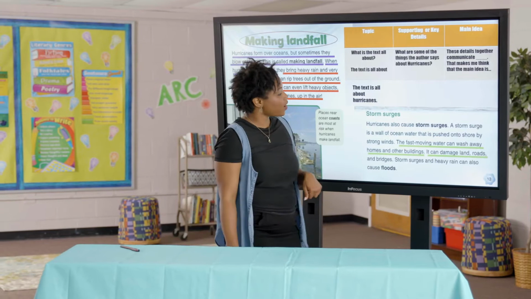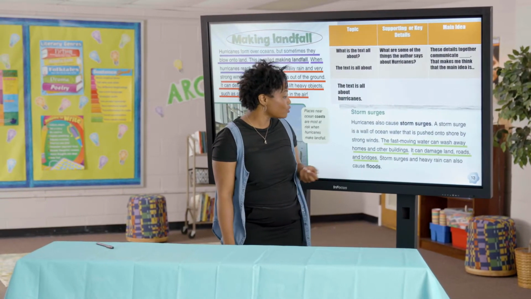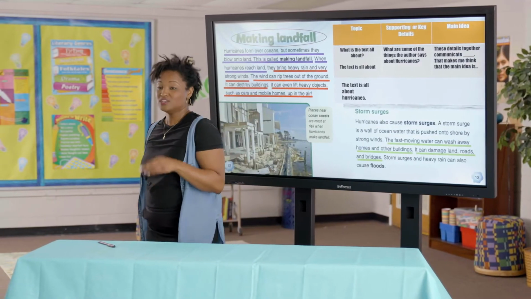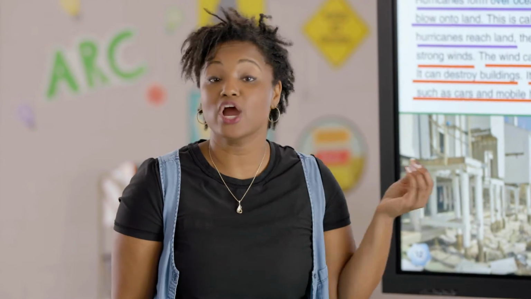The fast-moving water can wash away homes and other buildings. It can damage land, roads, and bridges. So this particular section is also about the damage caused by hurricanes that reach land.